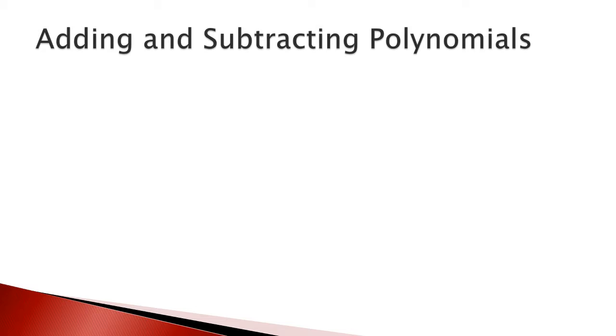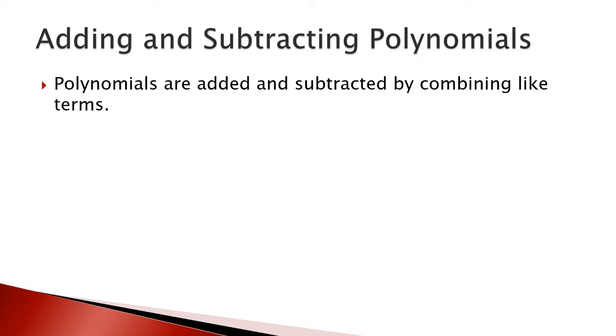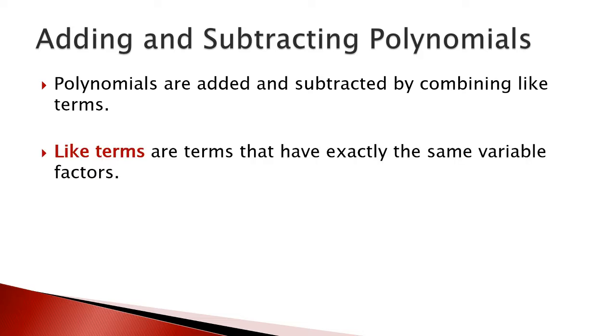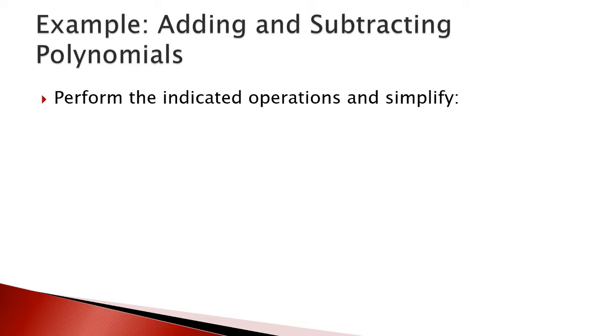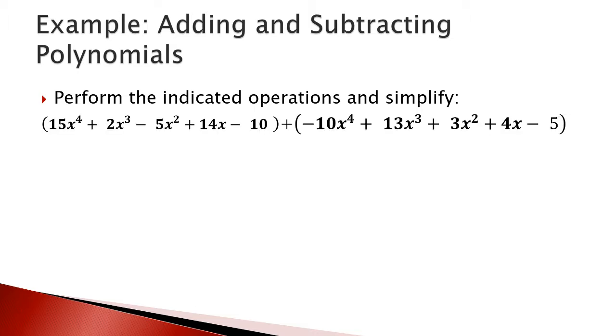Adding and subtracting polynomials. Polynomials are added and subtracted by combining like terms. Like terms are terms that have exactly the same variable factors. Now let's see an example. First, we have to perform the indicated operations and simplify the 2 equations.